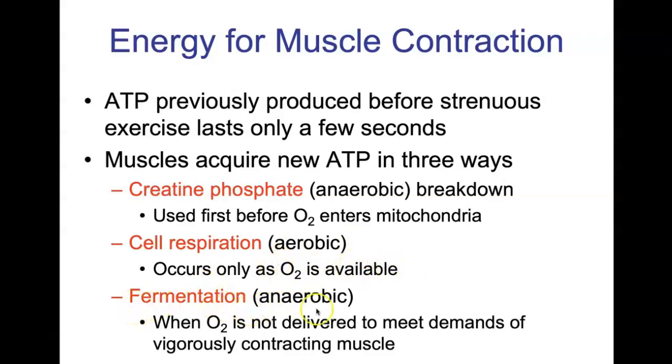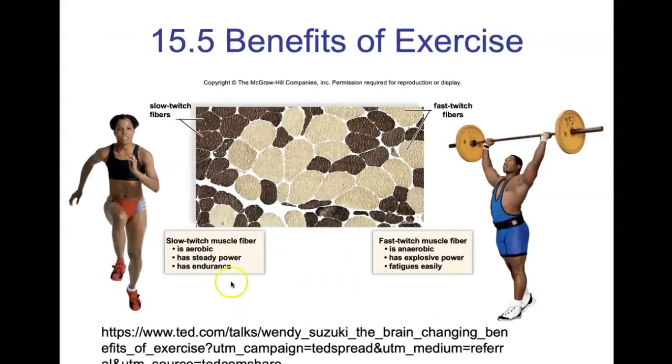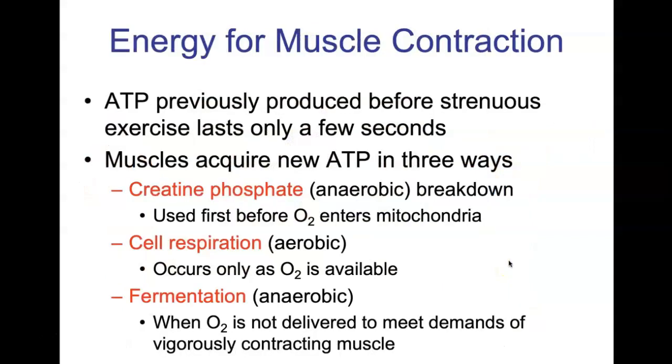The last pathway is anaerobic as well, meaning without oxygen, and this is known as fermentation. And this happens whenever you have exercise such as lunges or squats, like you see with this gentleman over here. So lunges and squats would be a type of anaerobic metabolism. And when oxygen is not delivered to meet the demands of the vigorous exercise activity, that's when you're going to deplete your oxygen and you switch over to fermentation.